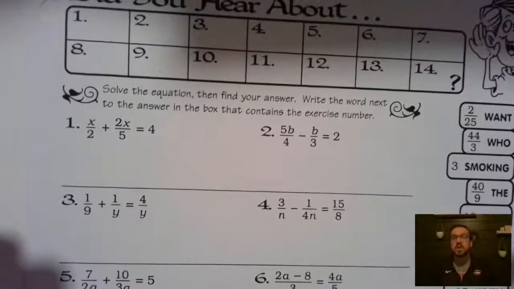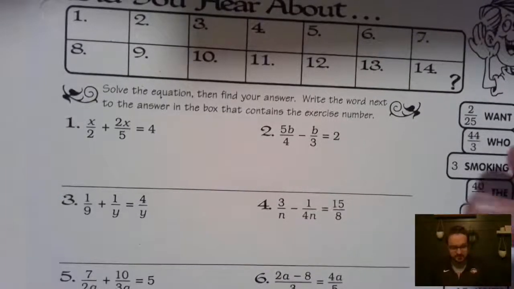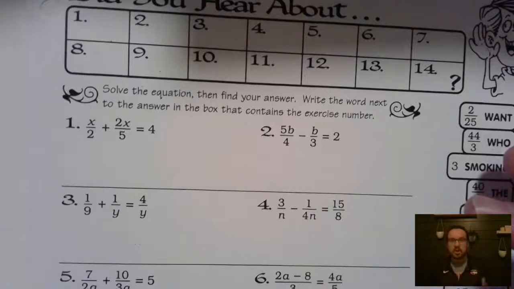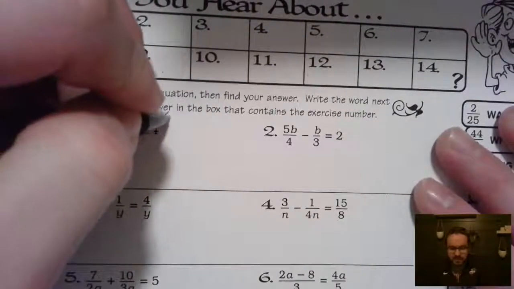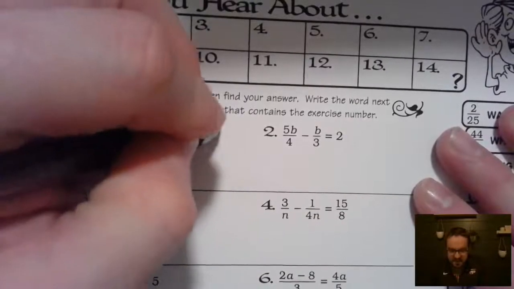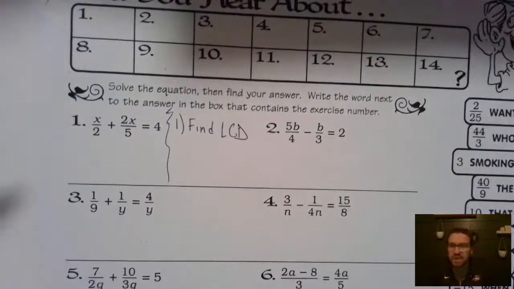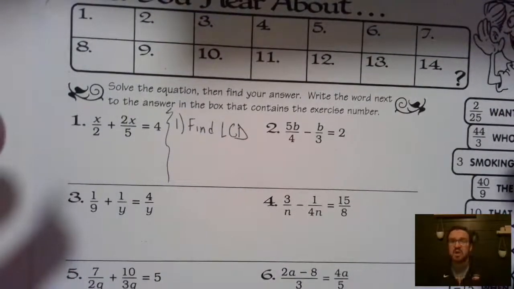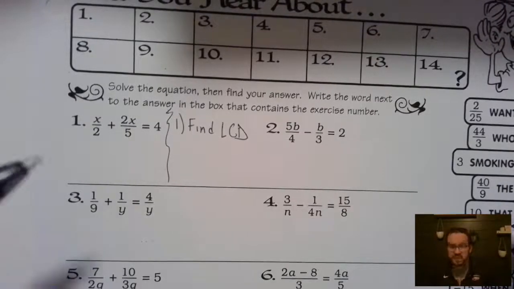Alright? So here's what we're going to do with this. Just like we always have, the first step is we're going to find the least common denominator. We're going to do that the same way that we always have: look at common factors and make sure that all the factors are there from each denominator.